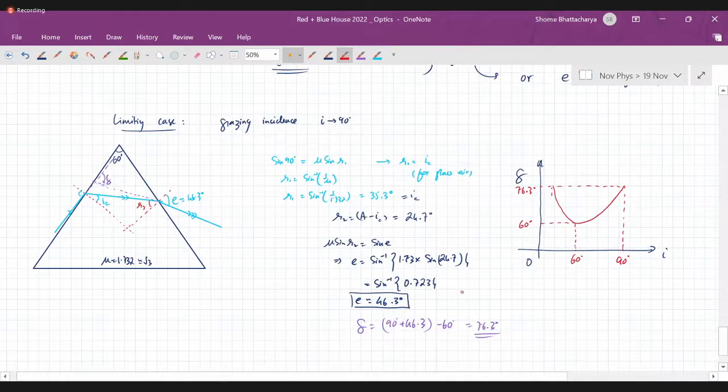Okay. On the other hand, I can also see that this value which I'll get will actually be this angle of emergence. This will be 46.3 degrees. So I can either take I as tending to 90 degrees, then emergence will be equal to 46.3 degrees. Or I can take the reverse of this. I can take I as 46.3 degrees, which will give me angle of emergence as 90 degrees, which is the grazing emergence.